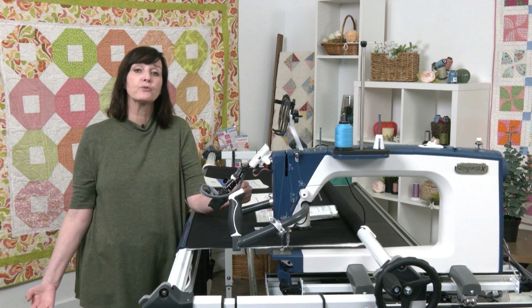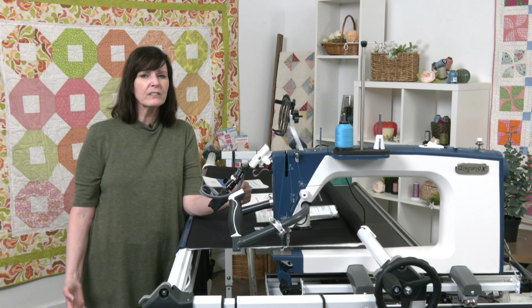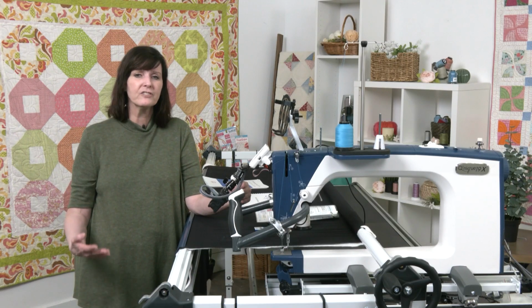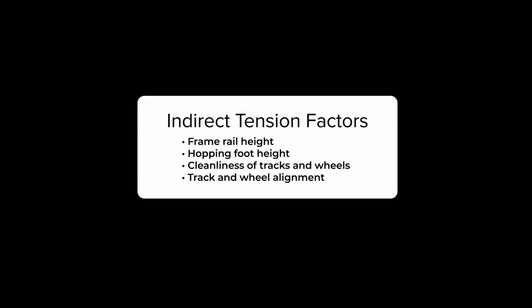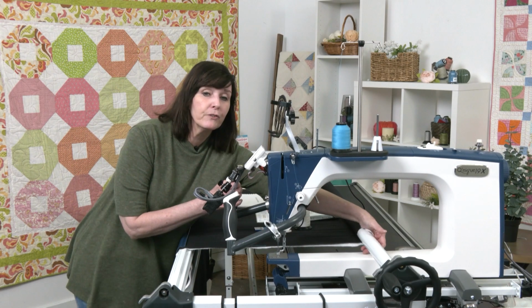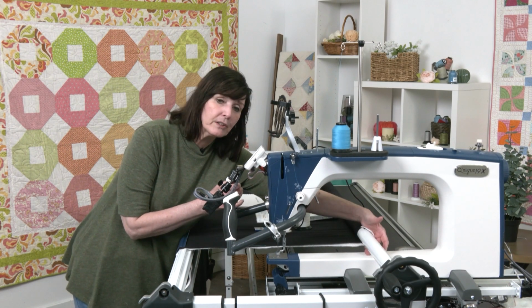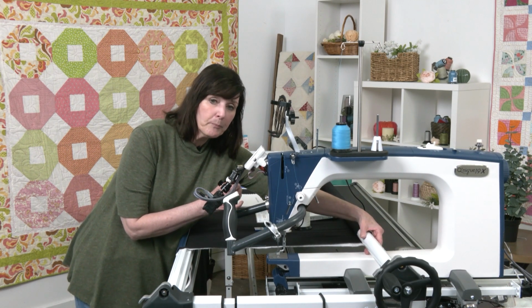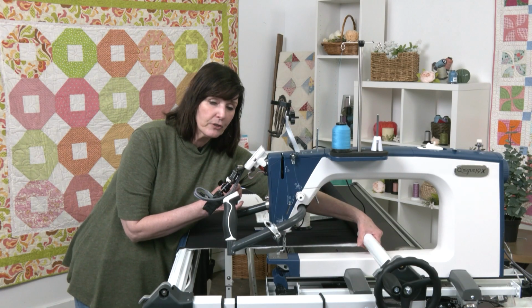Now, there are other factors that can affect tension as well that aren't directly involved with touching the thread but can affect the tension. These are called indirect tension. So let's learn and discuss what some of these might be. There might be the rail height. Notice where your take-up rail is positioned. This can cause bad tension. It can cause your threads to break.